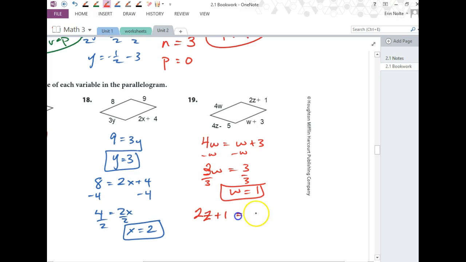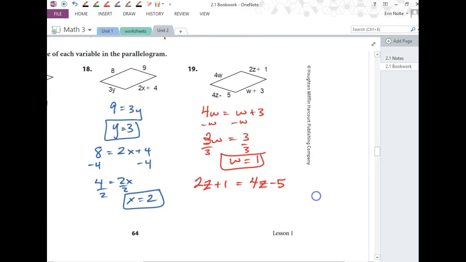2z plus 1 is equal to 4z minus 5. I hate it when they use z's in math. How do I solve that one? Subtract the two z's. So we have 1 is equal to 2z minus 5, then what? Add 5 over, so you get 6 is equal to 2z. And lastly, so the z value is 3.